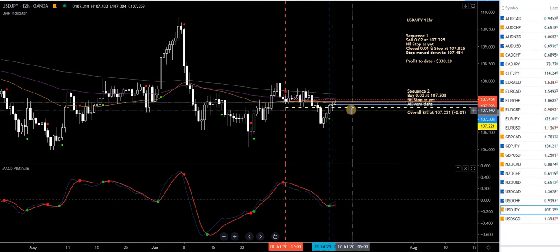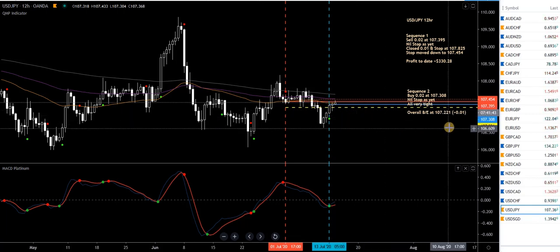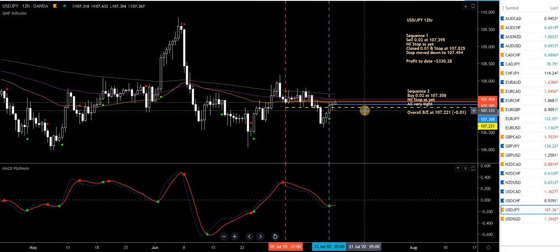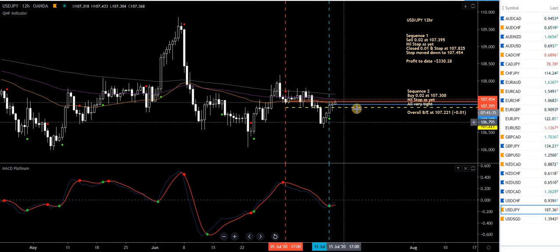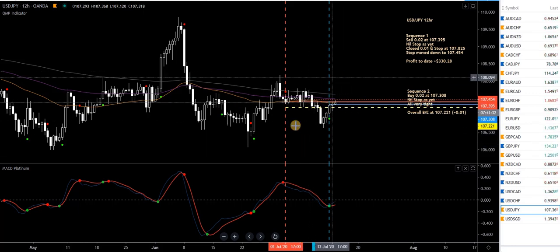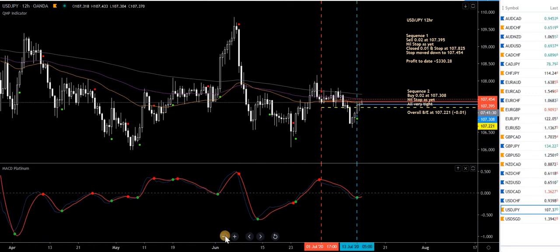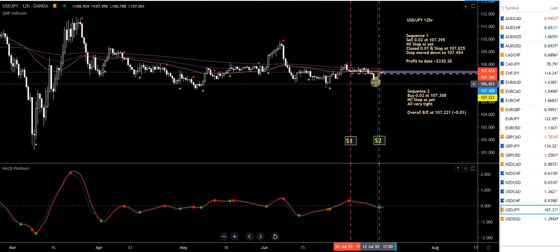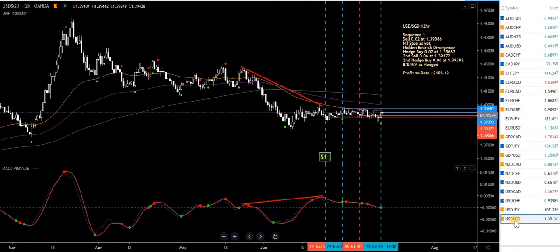Overall break even is at this yellow dash line, and because it's net plus 0.01, as long as price remains above that yellow line, we can't lose on both trades. But it looks like that stop's going to be taken out shortly. All very tight on the USD yen at the moment. Pretty ugly.